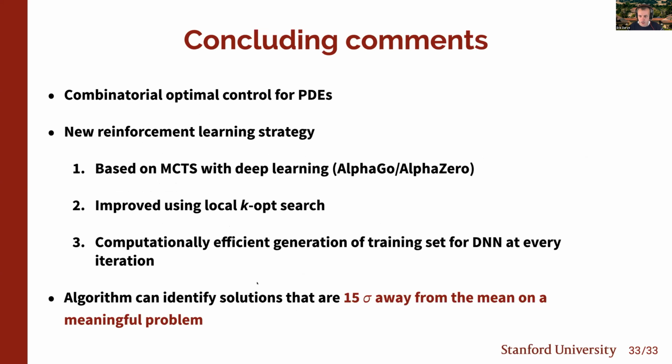So just my concluding comments. I showed you some techniques for combinatorial optimal control of PDEs, based on reinforcement learning, and we combined the Monte Carlo tree search with deep learning. So this is sort of an AlphaGo, AlphaZero style algorithm, and it's improved using the k-opt search, which allowed us to really reduce the computational cost tremendously, so that the problem was tractable with our resources. And so we had some very good success against the state of the art, and we're able to identify solutions that are, for example, 15 standard deviations away from the mean. All right, so this concludes my presentation.